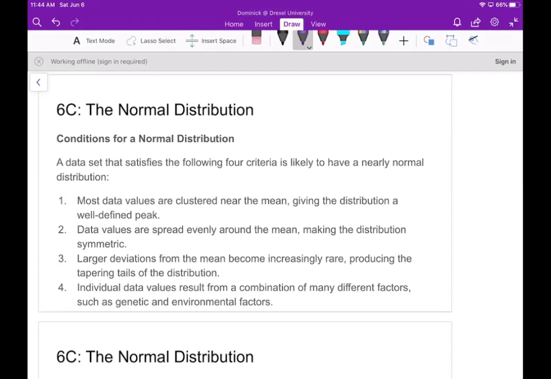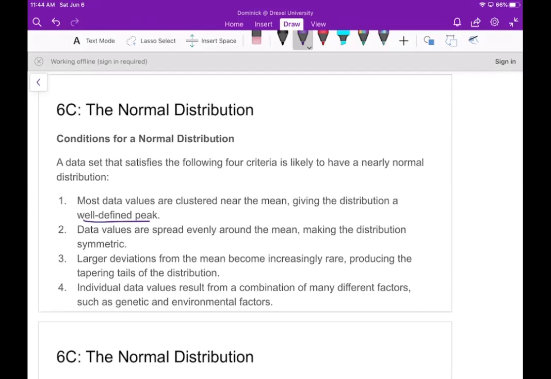So now, what are some conditions that promote a normal distribution? Okay. Now, a data set that satisfies the following four criteria is likely to have a nearly normal or normal distribution. So the first characteristic is that most data values are clustered near the mean, giving the distribution a well-defined peak.